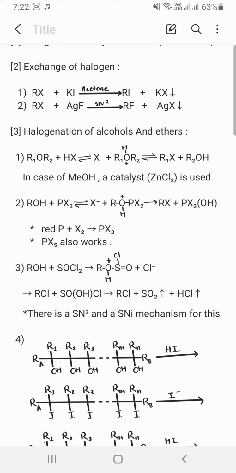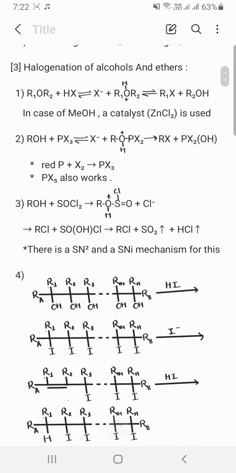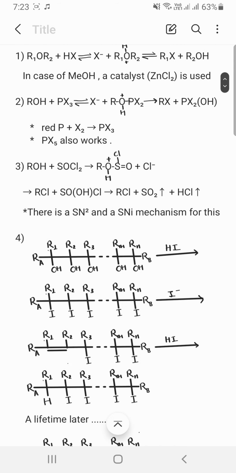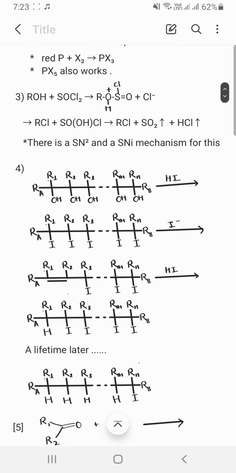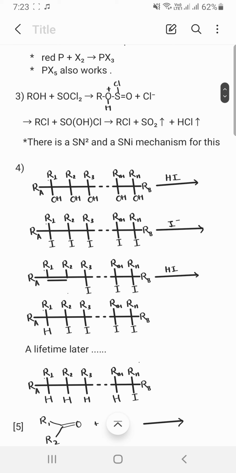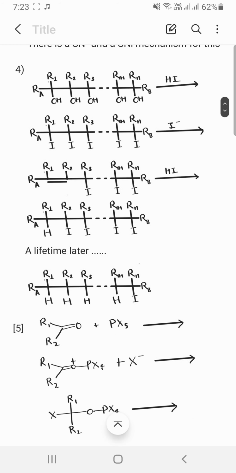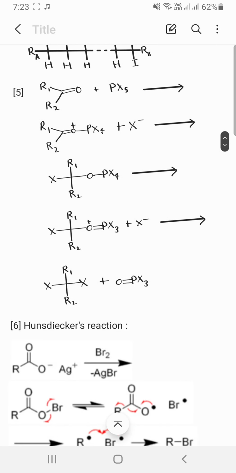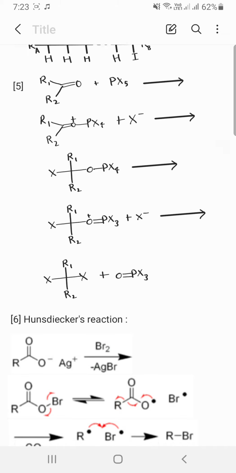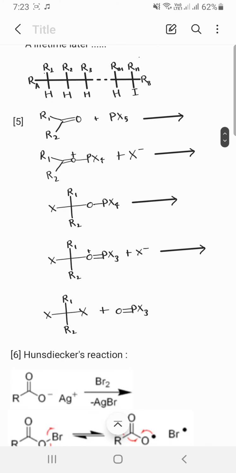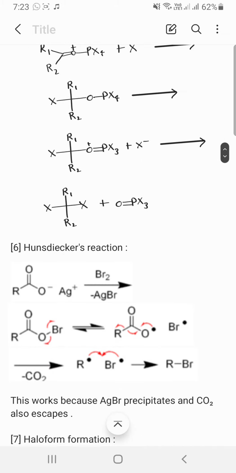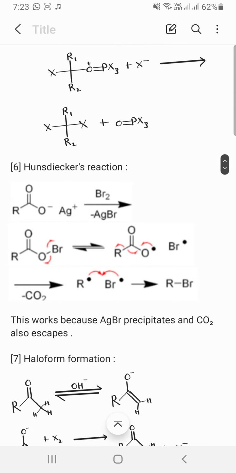ZnCl2, Lucas catalyst. Cool. Fine. PX5, no big deal. Yeah, these are all just fluorinating agents. That's well known. Fine. Geminal dihalide from aldehyde with PX5. Mechanism is straightforward, nothing bad.